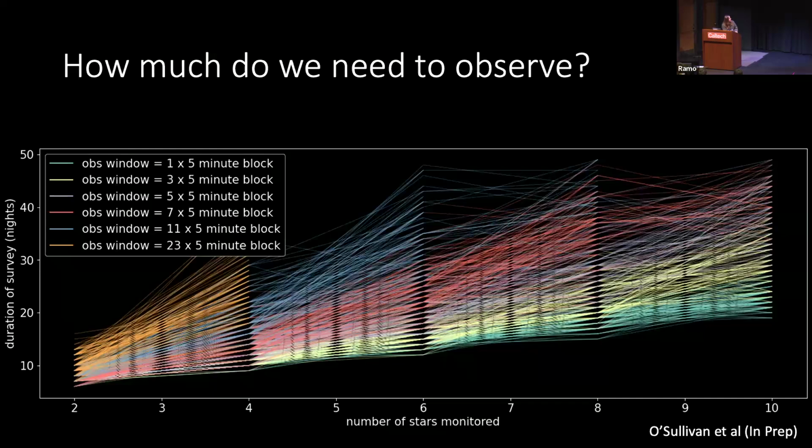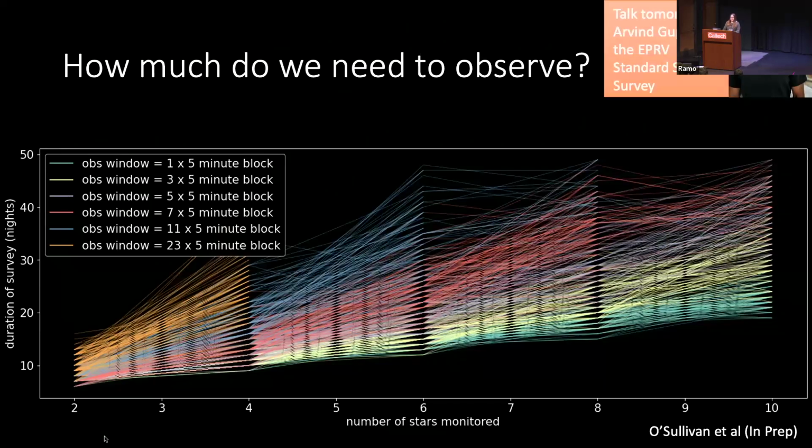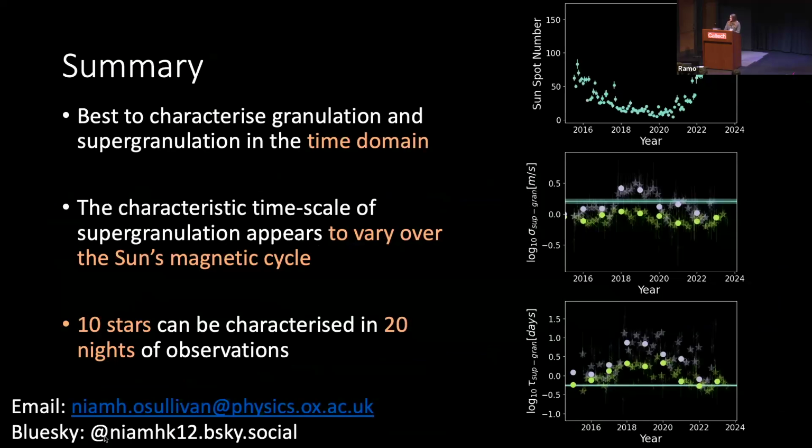On the other hand, if you look at the orange lines here, this is for 23 observation blocks. We're observing 23 times before we then slew to the next star. And you can see that actually we're only able to characterize supergranulation in 4 stars in 20 to 40 nights. So it's much better to observe as much as you can, but spread across the night rather than observing it all in one block. And with that, I'll just say there is a talk tomorrow by Arvind about observing supergranulations in other stars, and that's my summary.